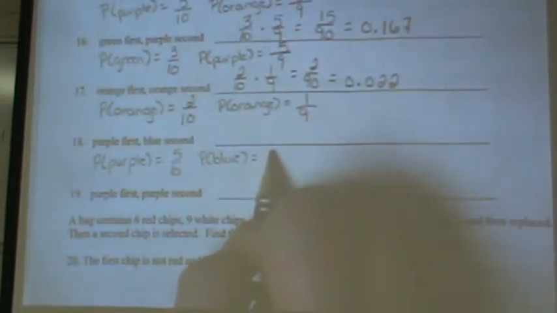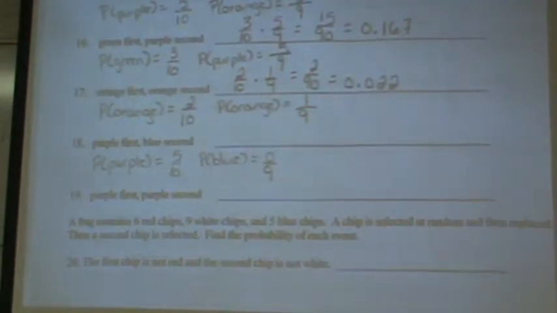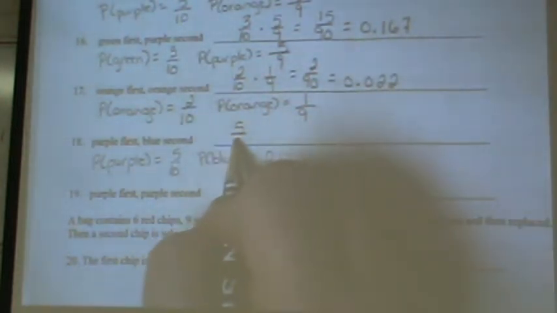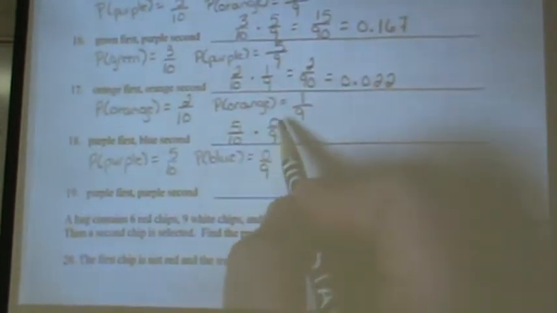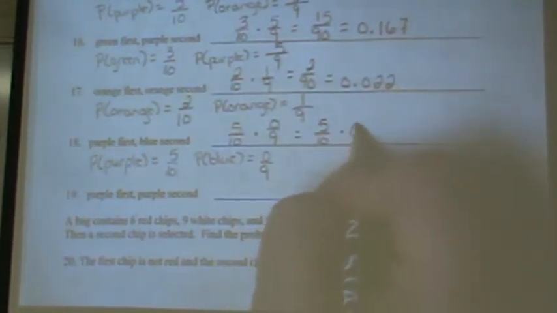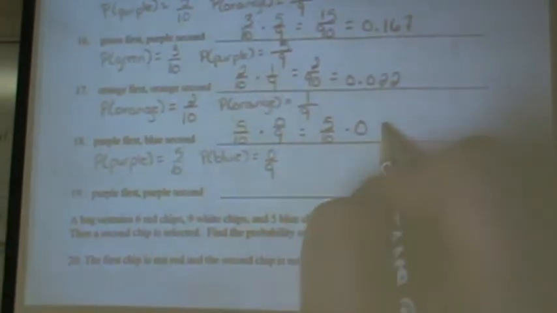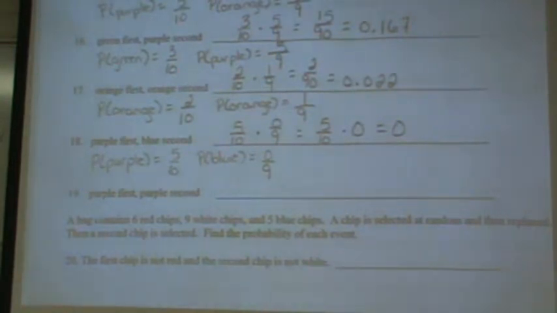So we don't have any blue marbles in our original set. So you have a 0 out of 9 chance of picking a blue marble, because you don't have any blue marbles. So our probability is going to be 5 over 10 times 0 over 9. And we know that 0 over 9 is 0. So this equals 5 over 10 times 0. And anything times 0 is 0. So there's a 0% chance of both of these events happening. Of picking a purple marble first and then picking a blue marble.